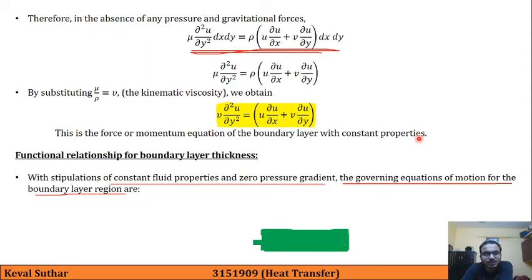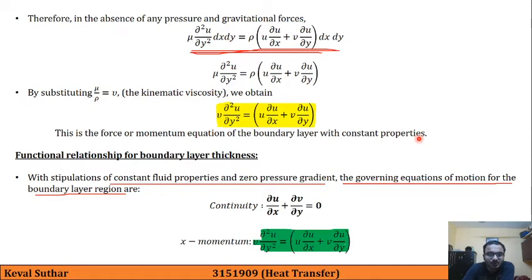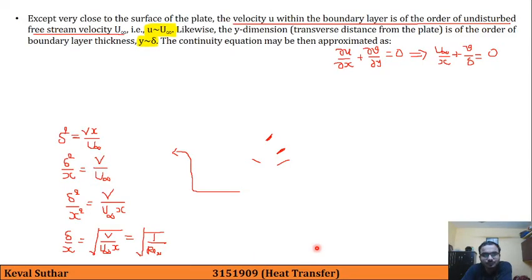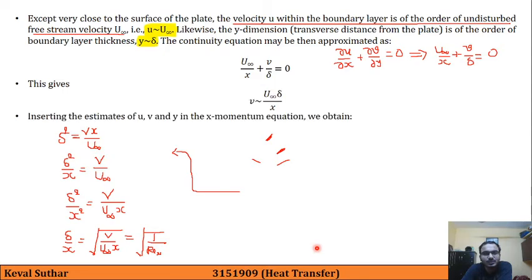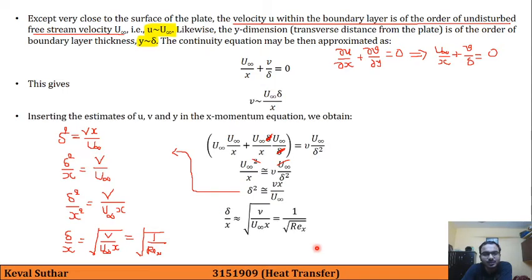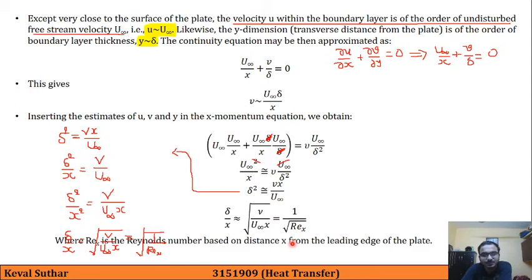And then we also studied the functional relationship for boundary layer thickness. So these are our fundamental equations. First is the continuity equation and second is the x momentum equation. Then we simplified the continuity equation and utilized it in the x momentum equation, and thus we obtained that delta upon x is equal to 1 divided by the square root of the Reynolds number in x direction.